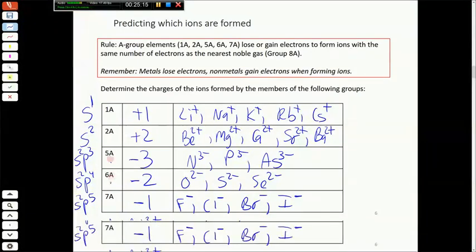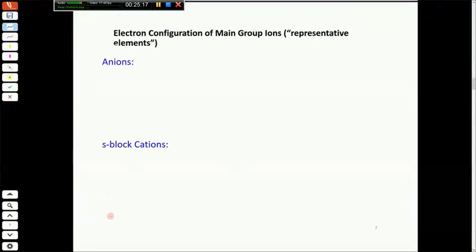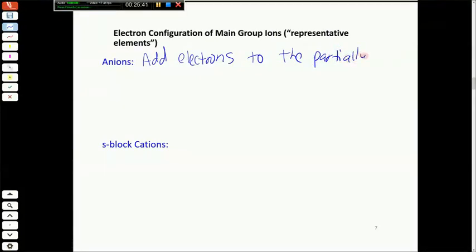And now we can start talking about the electron configuration of these ions. We already dealt with this a little bit as we were discussing them. For an anion, something that has extra electrons, we just follow the Aufbau principle and add electrons to whatever the partially filled p subshell is. We add the additional electrons to the lowest energy available subshell, which is going to be the partially filled p subshell.